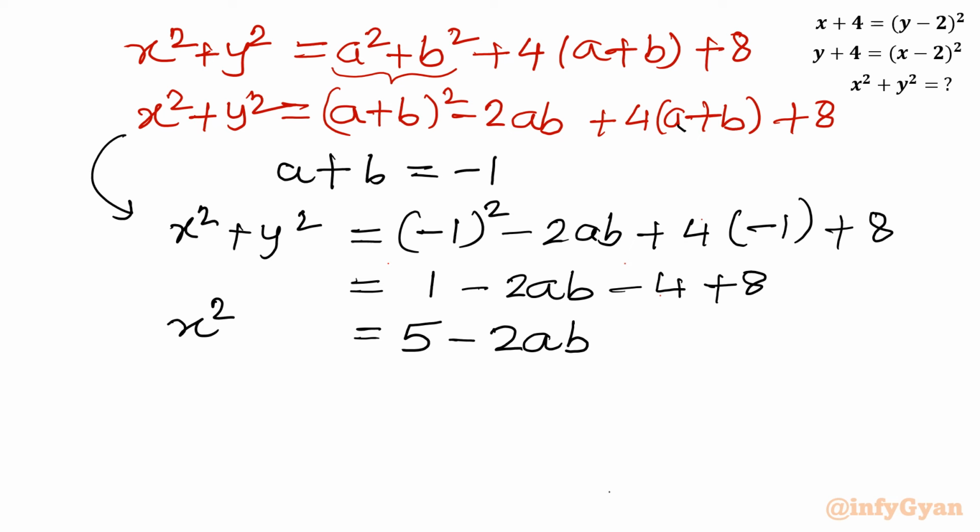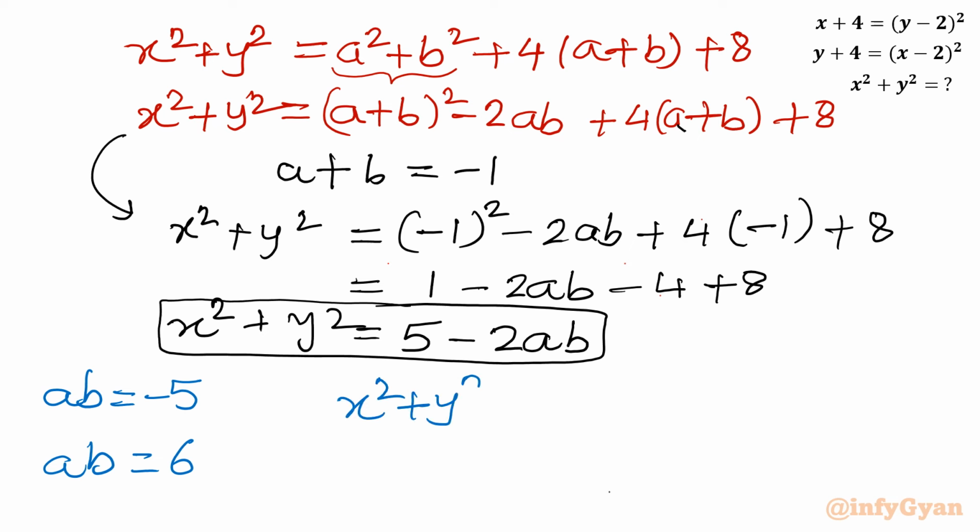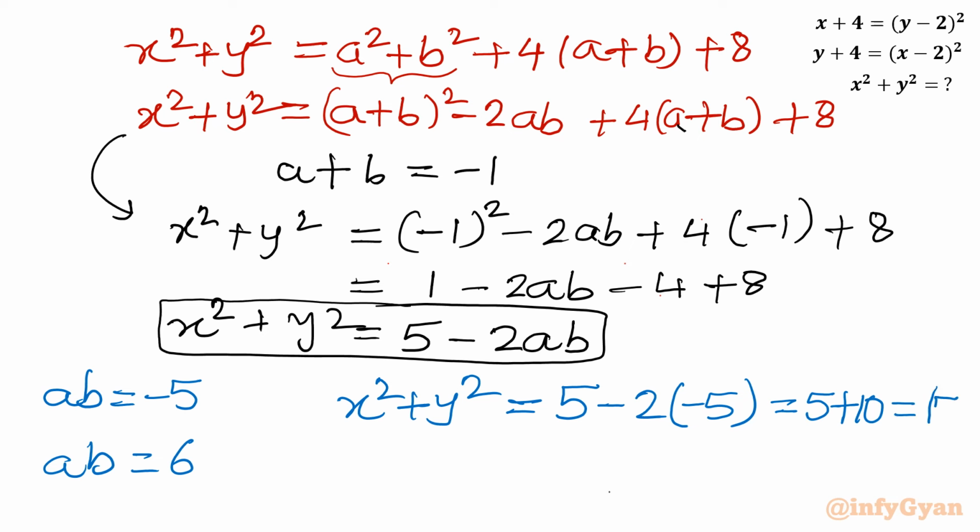Now there are 2 ab values. Let me put ab equal to 6 first. So there were two values. ab was negative 5. So let me write ab negative 5 and ab equal to 6. Let's check the values. So I will write x square plus y square, which is required. 5 minus 2 times minus 5. So this will become 5 plus 10. So answer becomes 15, which is true and correct.